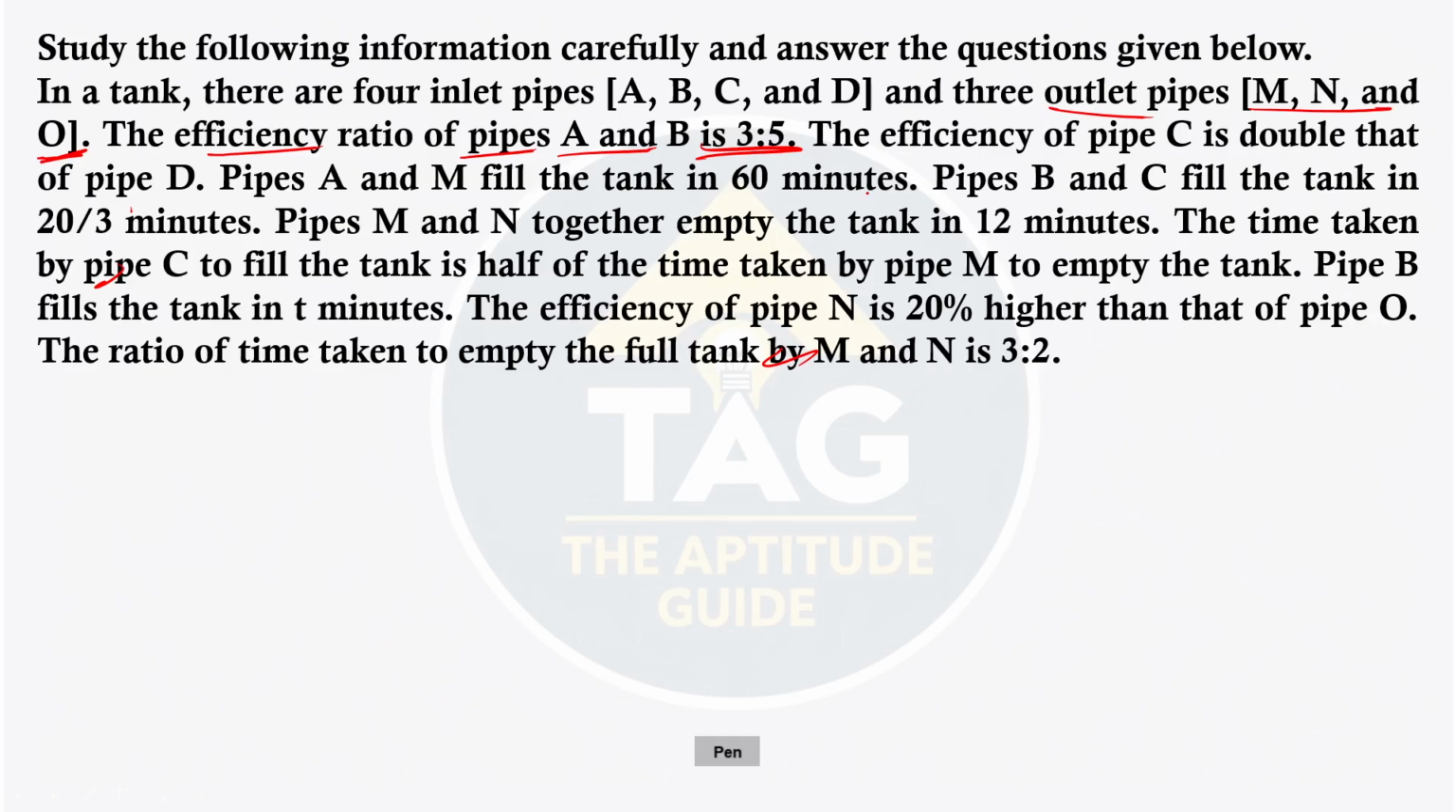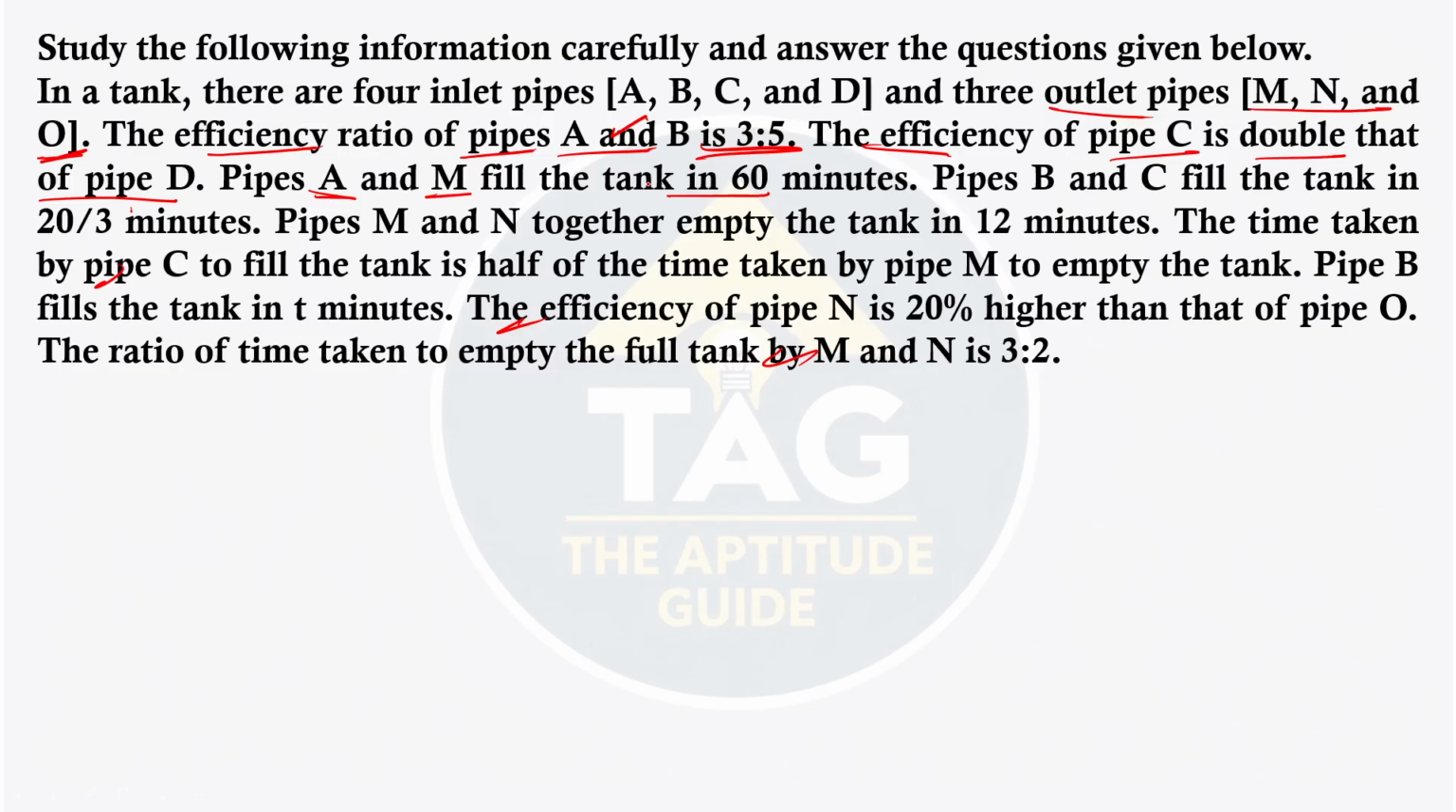The efficiency of pipe C is double that of pipe D. So some relation is given between the efficiencies of A and B in the previous condition, and some information is given about the efficiency of C and D in this condition. Pipes A and M fill the tank in 60 minutes. I don't know in how much time A takes to fill the tank. I don't know in what time M can empty the tank, as M is an outlet pipe. M will empty the tank. So we cannot predict the time in which these two individually do their work. But if these two work simultaneously, the tank will be filled in 60 minutes.